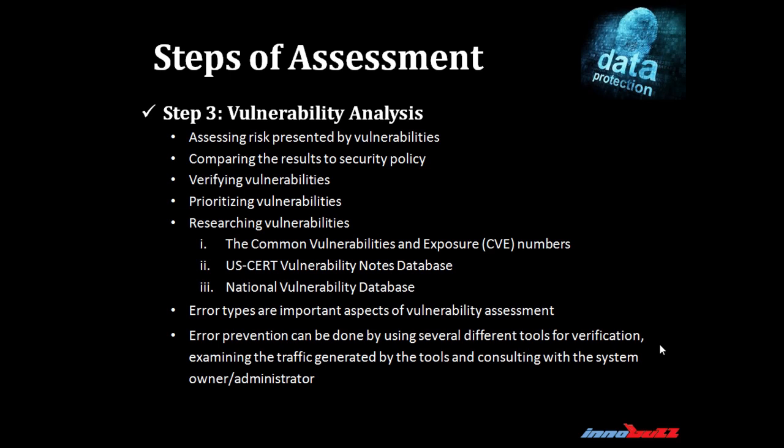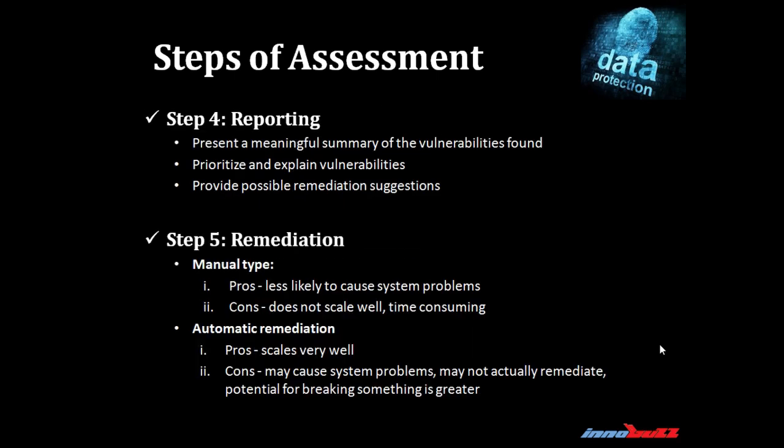One important aspect of vulnerability assessment is to look up error types in great detail. Error prevention can be done by using several different tools for verification, examining the traffic generated by the tools, and consulting with the system owner or administrator. The fourth step would be to create a report which presents a meaningful summary of the vulnerabilities found, prioritized, and explained. Also, the summary provides possible remediation suggestions.